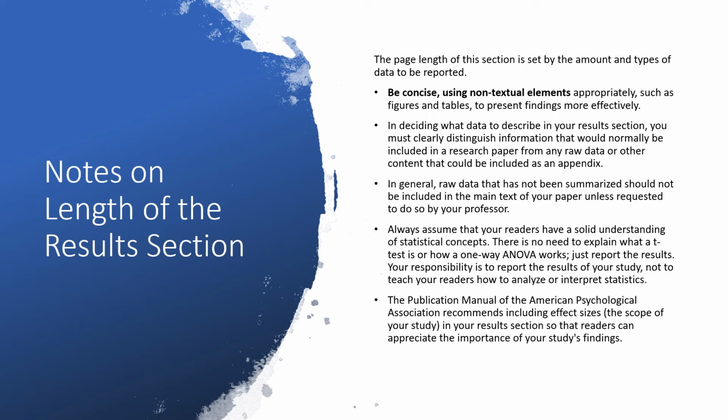In deciding what data to describe in your results section, you must clearly distinguish information that would be normally included in a research paper from any raw data or content that would be included as an appendix, right? So not all your raw data goes in there, just the data that matters. And it should go in there in a way that speaks to your research question.